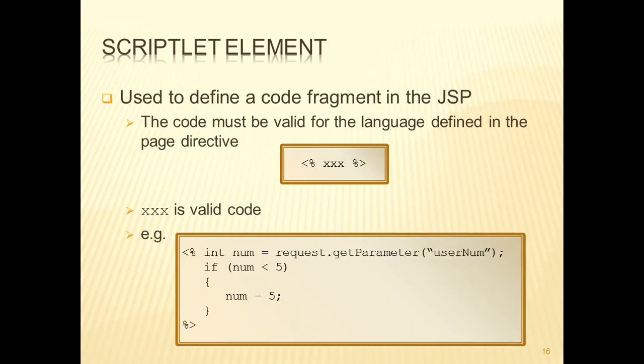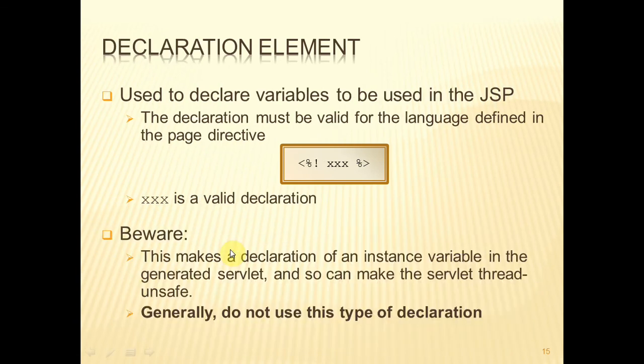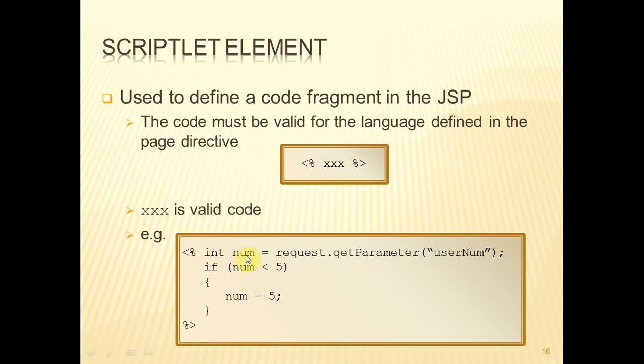A scriptlet element. This is what I said I'd tell you about a little bit earlier. This is where we embed our Java code. The XXX can be any number of valid Java statements. So here we have an example of the code where we're declaring a num. That is not a declaration like this one is. This is a declaration of a variable, and it will end up as a variable that is local to the method. It's not an object level variable because it isn't declared as a declaration element. It's declared as part of the Java code. And this Java code will be inserted into the method.